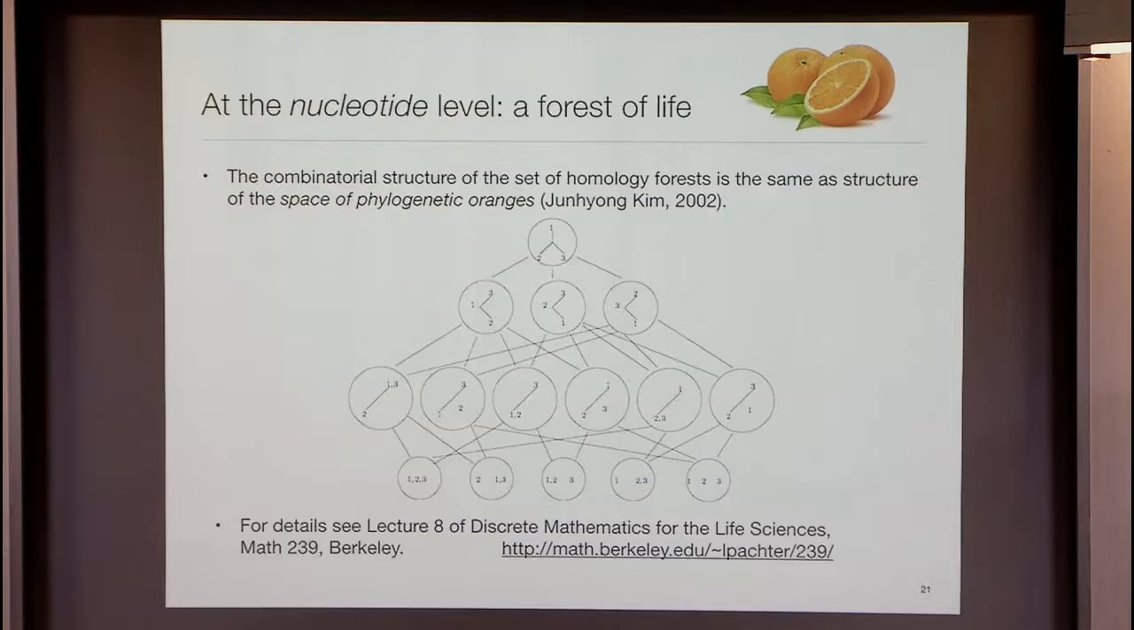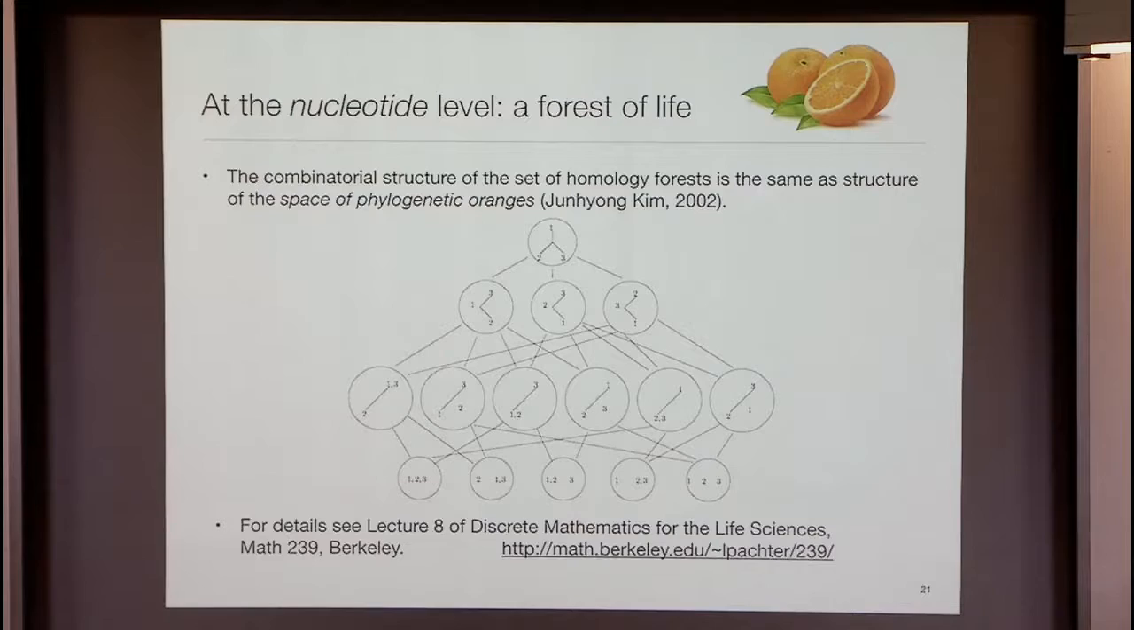But the actual structure for thinking about sets of forests of trees is a concept called the phylogenetic orange. I'm not going to talk about it today, but for those who are interested, I have notes from a course I taught here at Berkeley once about this object. It comes up in phylogenetics, but it's actually a sequence alignment object. I think it would be very interesting to think a bit about those sorts of things.